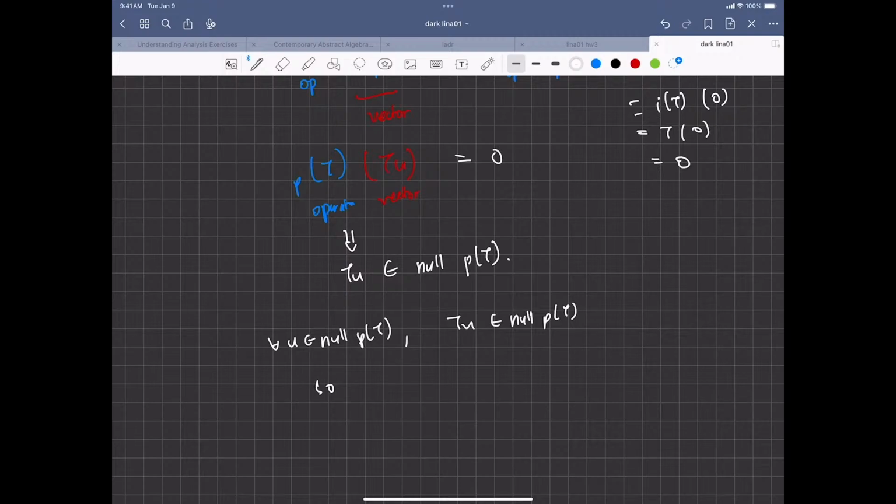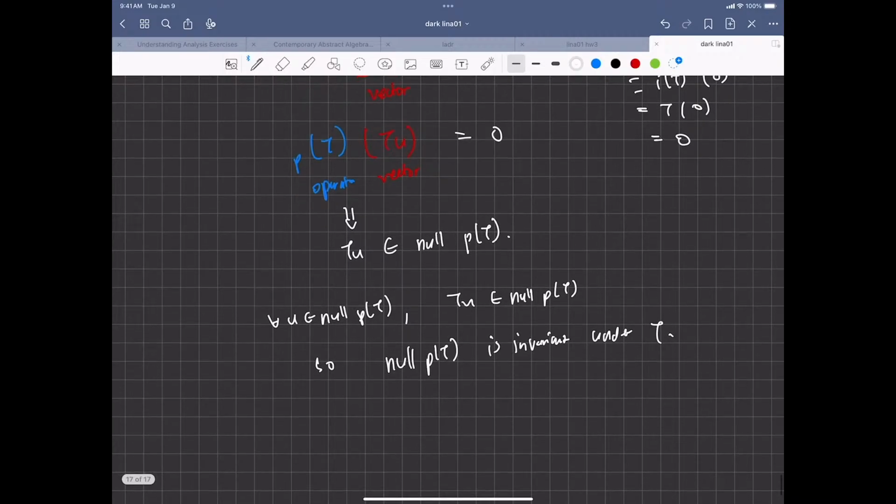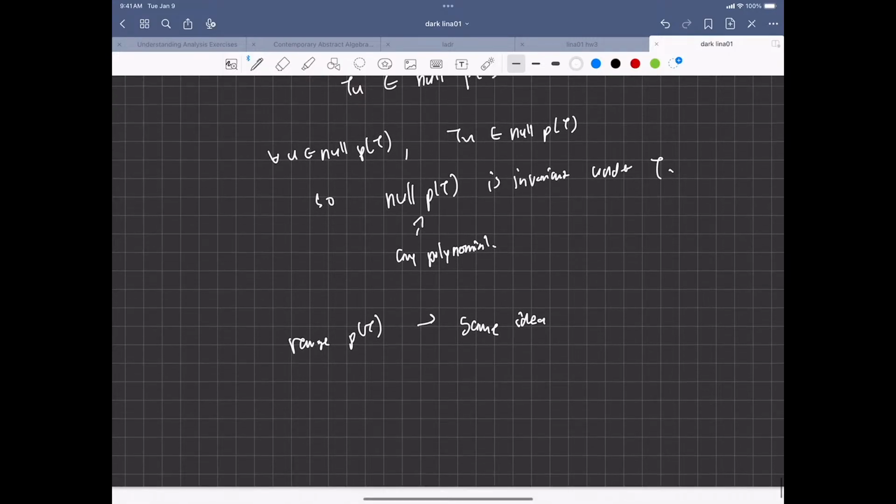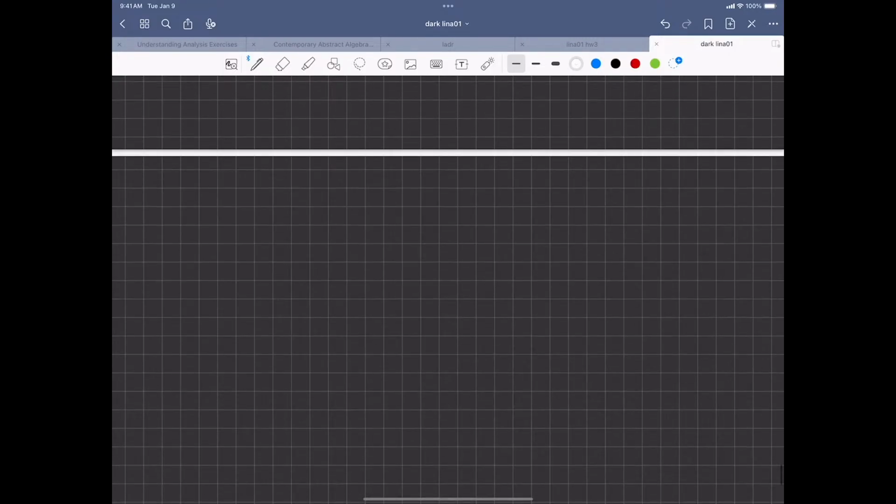So now the polynomial is invariant under T, all right? And this is for any polynomial, right? And so this proves it for the null space. For the range one, for the range of p(T), this is basically the same idea, which we won't go through, but it's in the textbook there for you. Right, so this basically concludes chapter 5A.